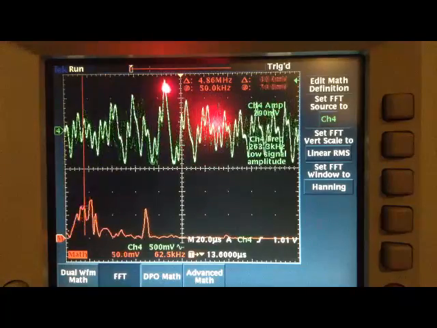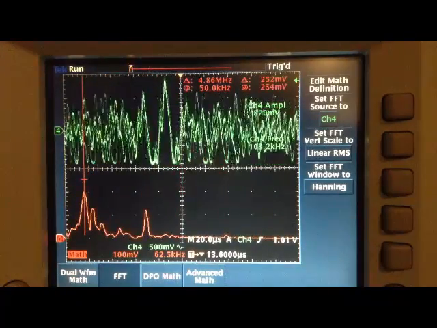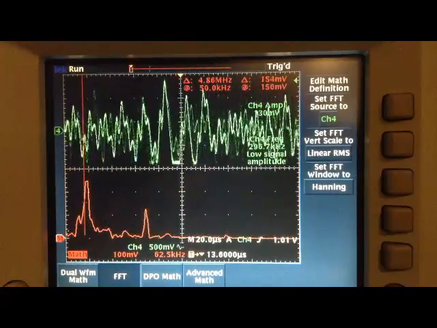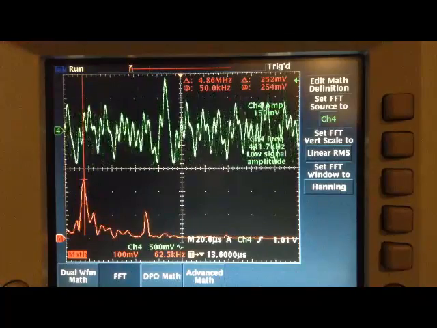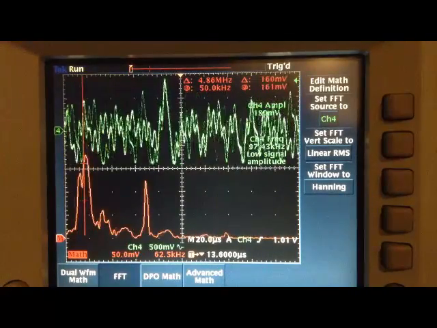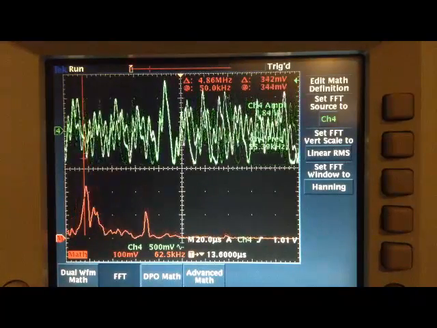You can see the upward step here. Because these two signals are not coherent, they're not related to each other, you get a chaotic harmonic situation where the resonance between these two frequencies will shift over time.